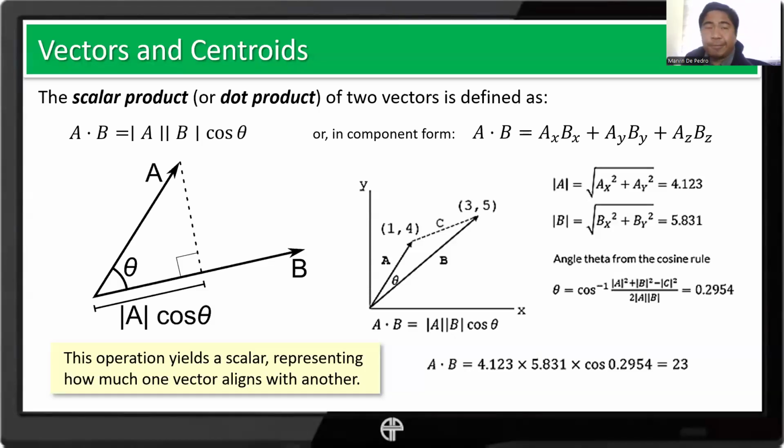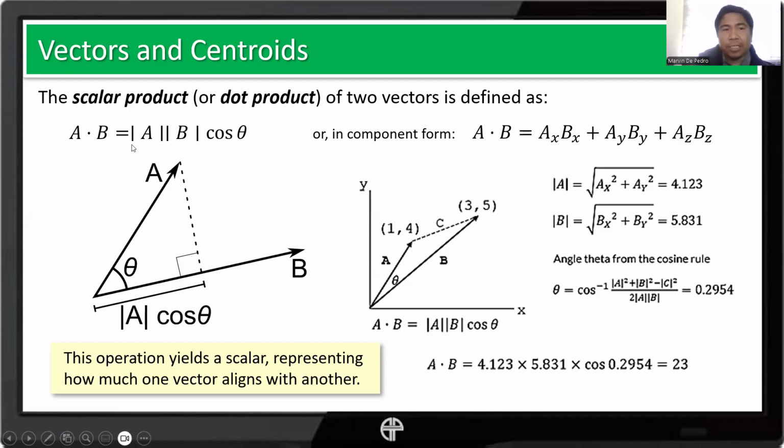All right. So continuing with our topic on vectors, one of the most common operations that we need to perform is the scalar product, also known as the dot product. The scalar product or dot product of two vectors is defined as this one. We use the symbol dot, a literal dot. So A dot B means the scalar product of these two.